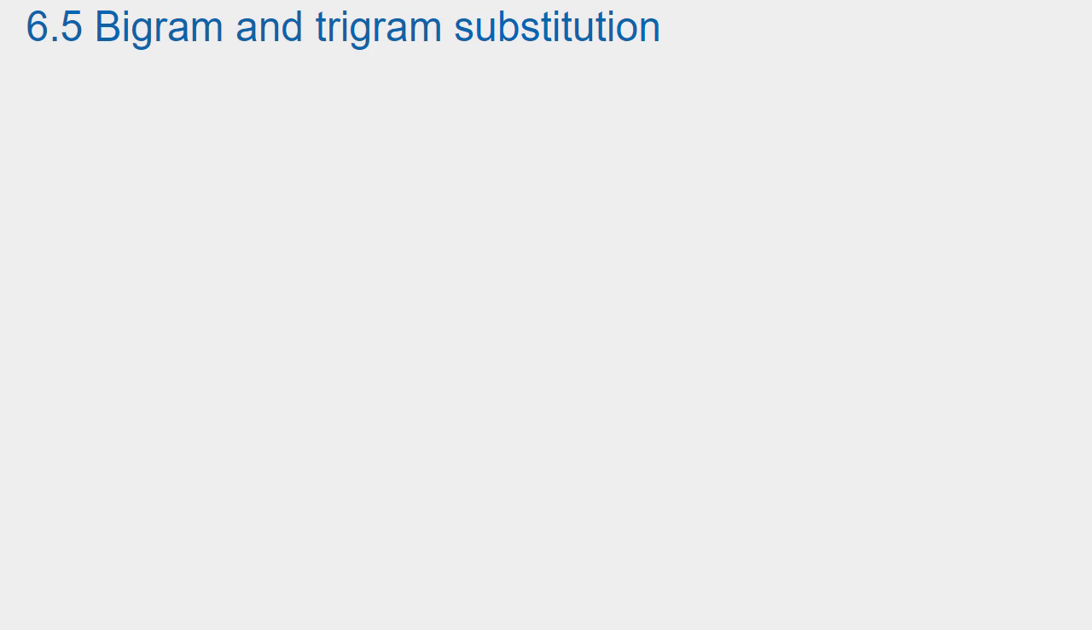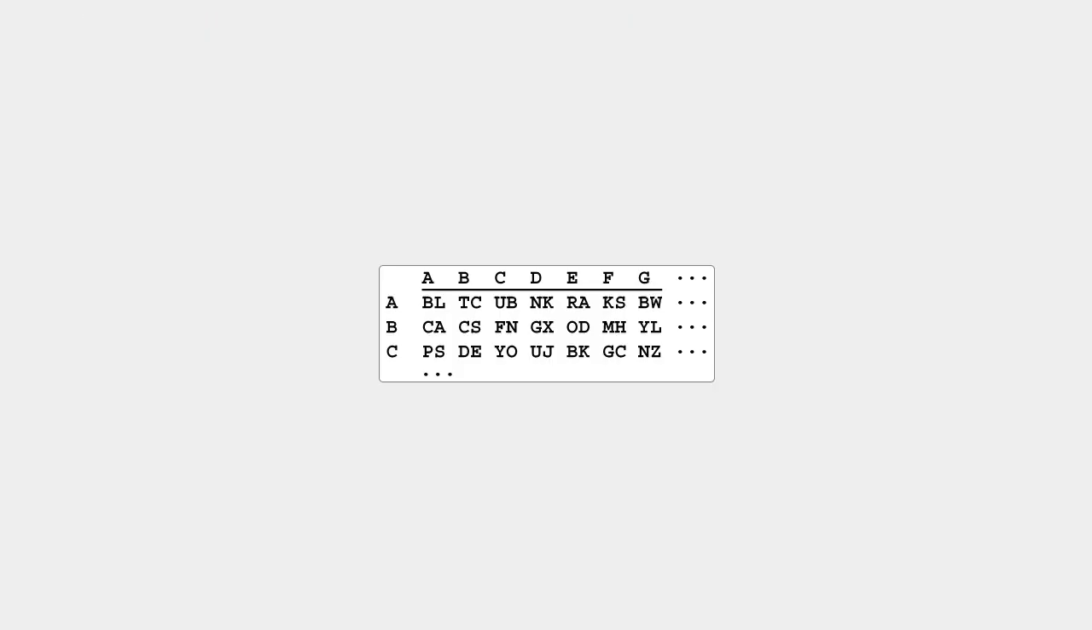Section 6.5 Bigram and trigram substitution. Another way to prevent Emily from using letter and contact frequencies to break your cipher is to perform substitution on bigrams or even trigrams. The simplest way to do this is with a tableau.